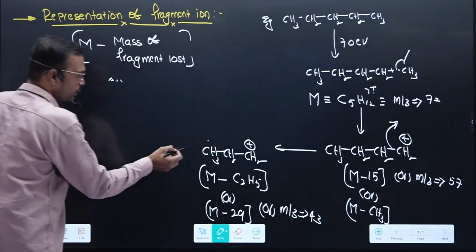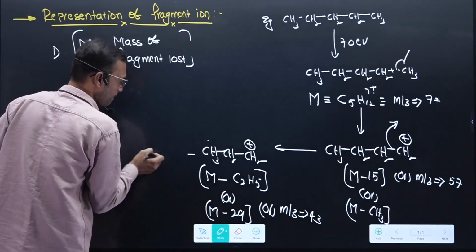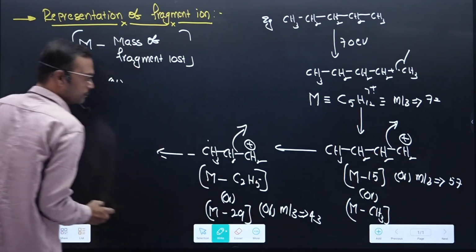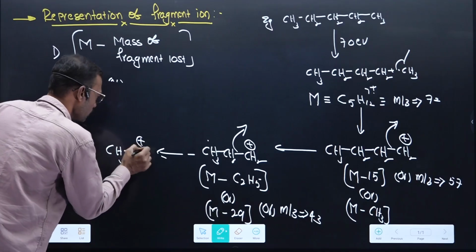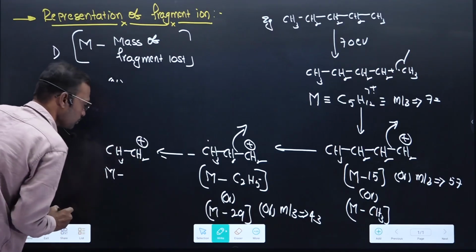Now, can I take one more example? See, if I remove this one, what will we get? CH3, CH2 plus, or not? Now, from the molecular ion, what should I remove?